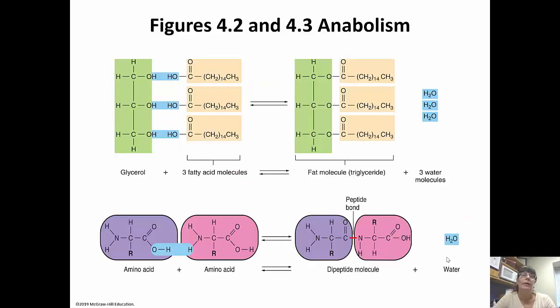This is showing you putting a glycerol molecule with 3 fatty acids to get a triglyceride, and water is given off in the process. If you put 2 amino acids together, you form a peptide bond, and the dipeptide is formed with water given off in the process. So all of these are removing water molecules and creating a bond where the water was removed.